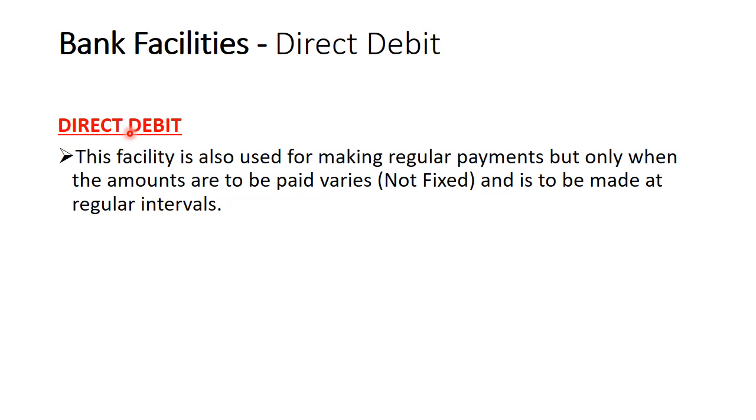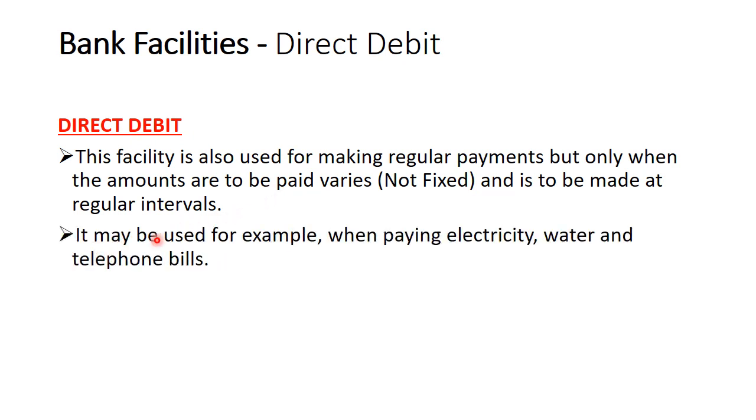Well, for direct debit, it can be a varying amount of money. It can be 2 kwacha, next time it's 3 kwacha, next time it's 5 kwacha. It may be used, for example, when paying electricity, water, and telephone bills. Why? Because with electricity, it's highly unlikely that you use the same amount every month. Maybe this month you use 1 kwacha, next month something different. Because the amount varies, you need direct debit.